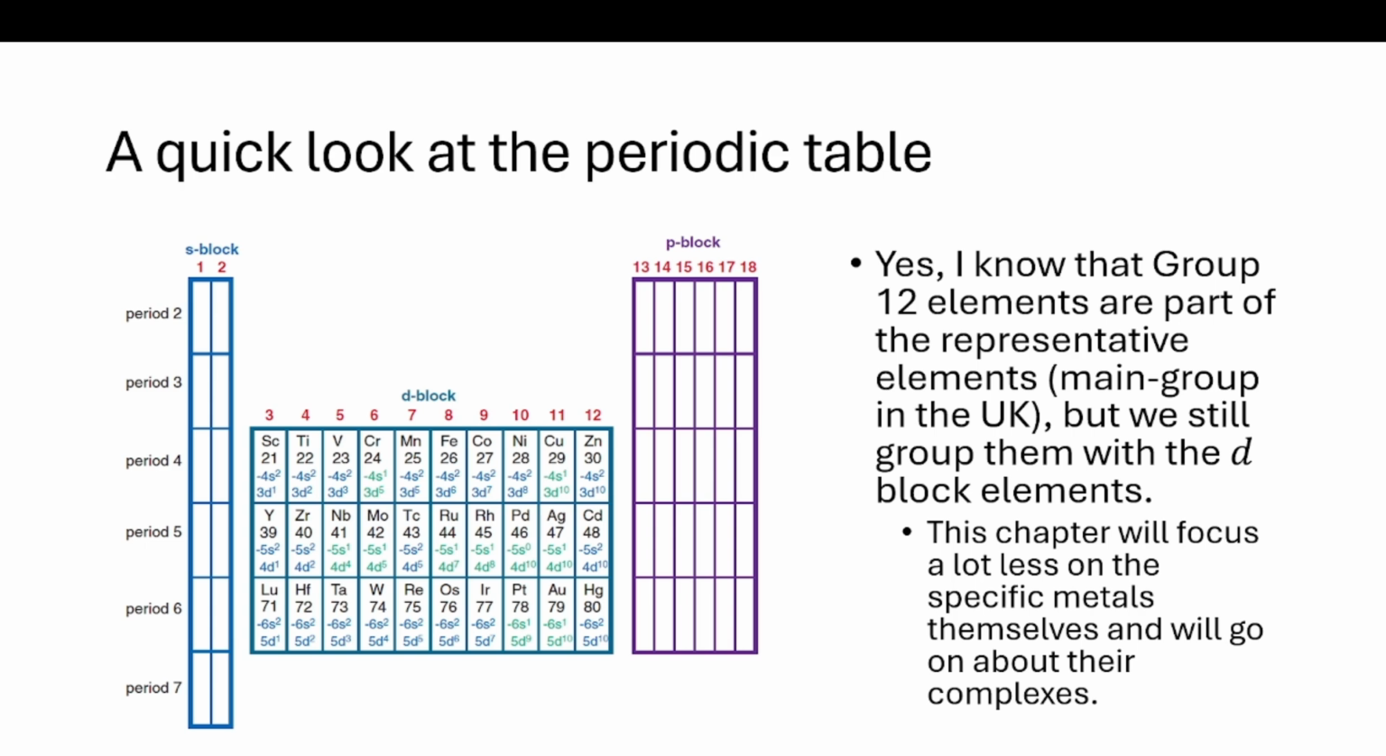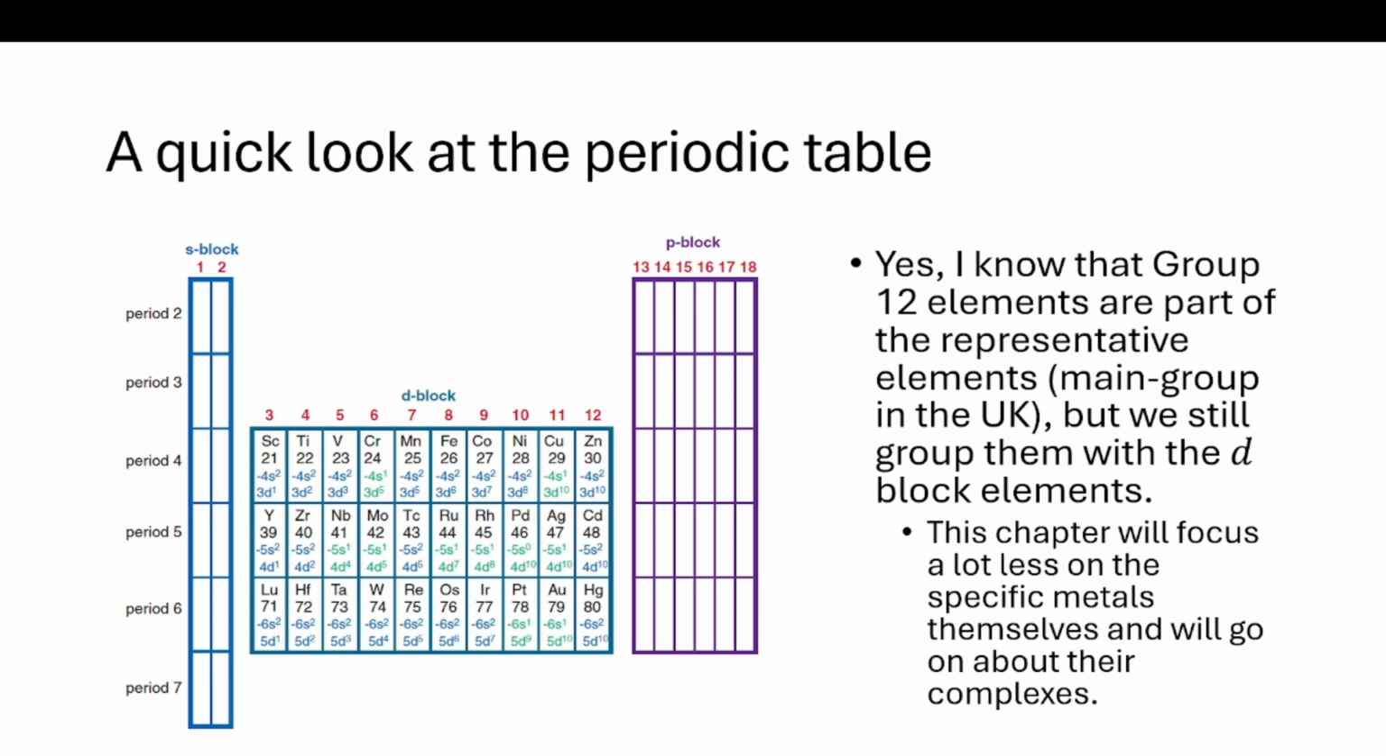Now, here's a quick note. If you watched my past lecture in chapter 16, you would have noted that group 12 is somehow included as a transition metal. Now, according to the authors, it's characterized as a main group metal. However, we still group these metals, which are zinc, cadmium, and mercury, into the D block.